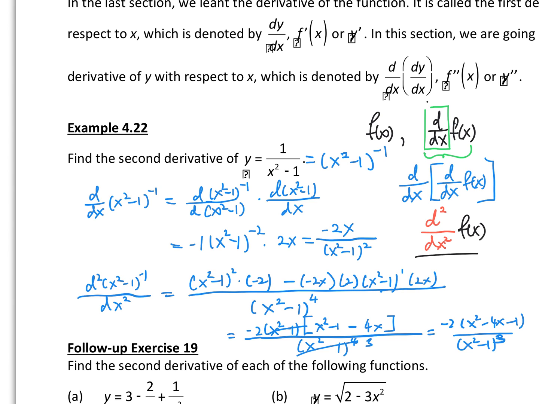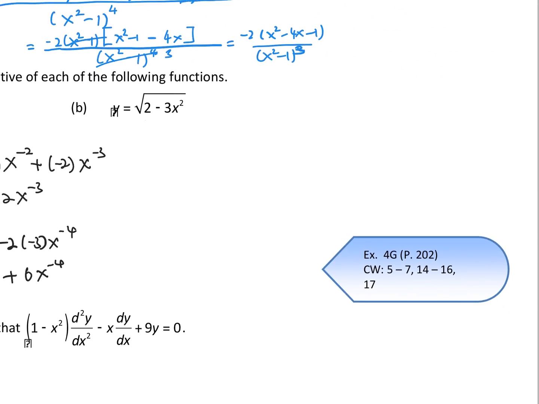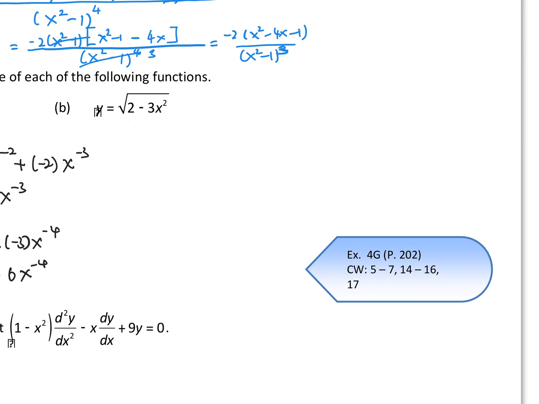Now you may pause the video and do for example 19, similar to the previous one. If you want to find the second derivative, sometimes it is a little bit complicated, because after finding the first one, okay, easy, but finding the second one, maybe you need to use the quotient rule, just like the previous example. Try to pause the video and try. Okay, let's see the answer.